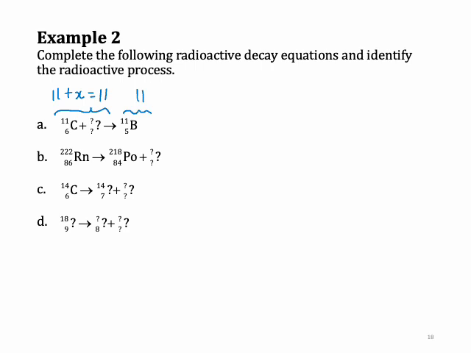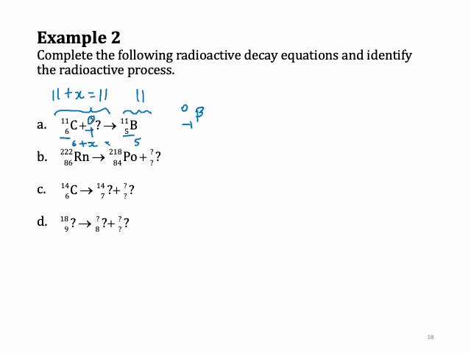So what is this number right here? 0. Okay, the bottom is 6 plus something should give you 5. 6 plus x should be equal to 5. So what is this x right here? It should be -1. What is something that has -1 and 0? Beta particle. -1, 0. So that is your unknown here.